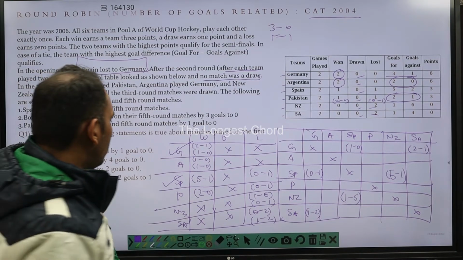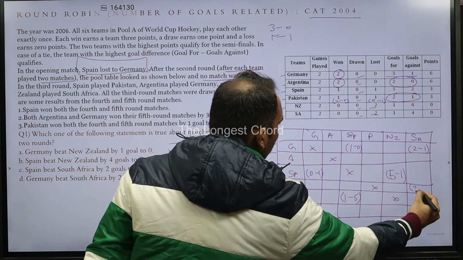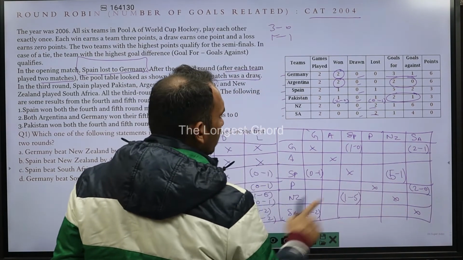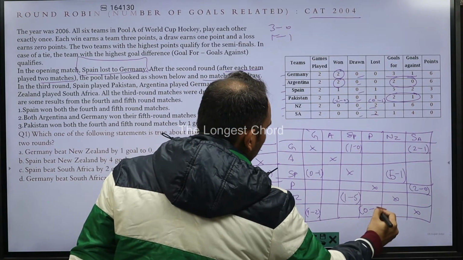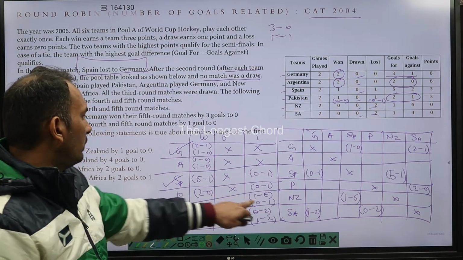Two 0-0-2, there is only one combination. So P is defeating SA, that is 2-0, or we can say SA is getting defeated by P, that is 0-2. So we can say that SA is also done. New Zealand getting defeated 0-1.